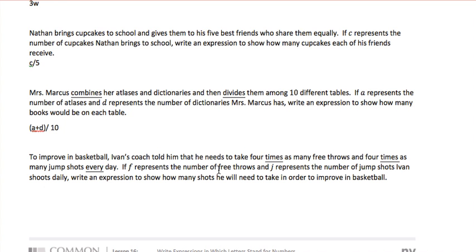So free throws is F. He needs to take 4 times as many free throws. And so we add 4 times as many jump shots every day, which is 4J.